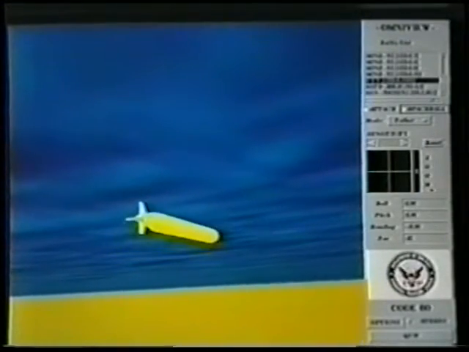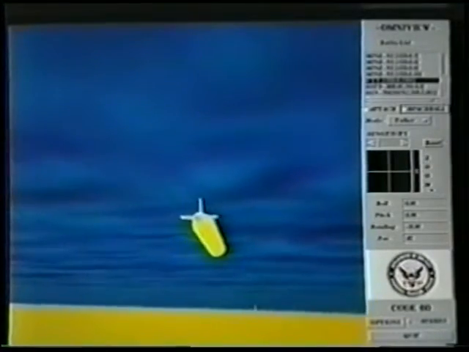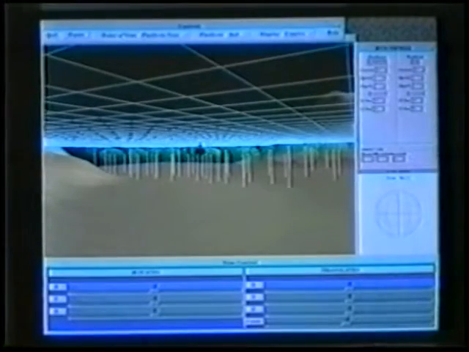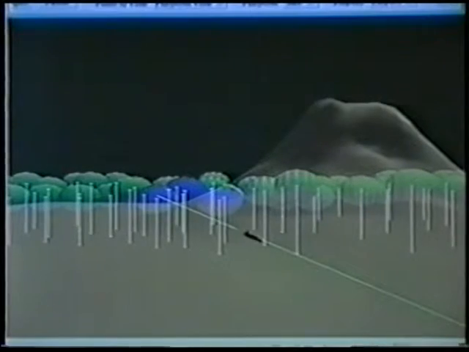Using SIM2 and the Mine Search System model, we can validate unmanned undersea vehicle requirements for speed and acoustic performance, and test the UUV against known threats.